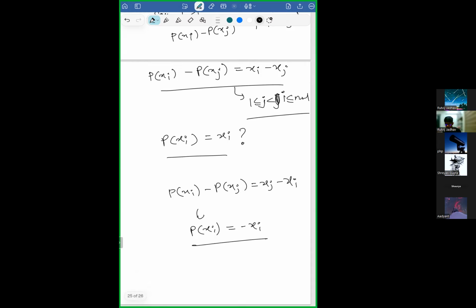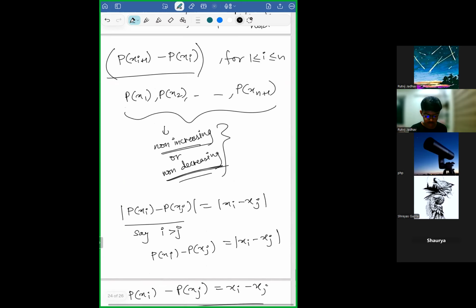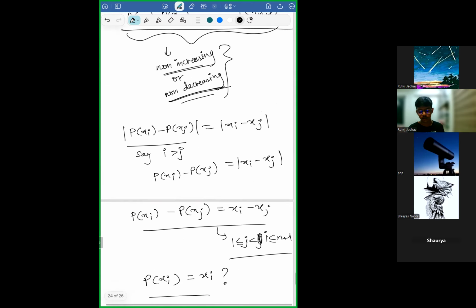Can you repeat this, what it is? Sure. So here we got that this sequence of p of xi's is either non-increasing or non-decreasing, right? So we assume that it is non-decreasing. Non-decreasing means that if i is greater than j, then p of xi is greater than or equal to p of xj. So that means we can just remove the mod, because p of xi is already greater than or equal to p of xj. So p of xi minus p of xj equals xi minus xj, because we had also previously assumed that the x's are non-decreasing.